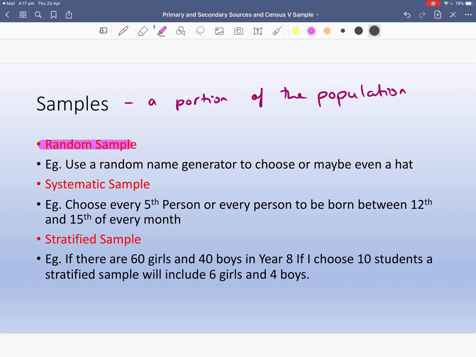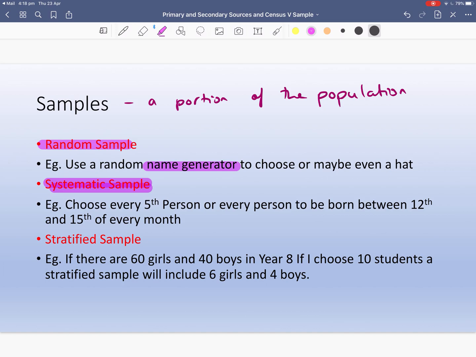There's a random sample, an example of that is using a random name generator or picking somebody out of a hat, all right? There's no rule to it. It's just like, let's see what comes up, or you shuffle a deck of cards and you're all assigned a card, and you pull it out. That's random. There's a systematic sample.